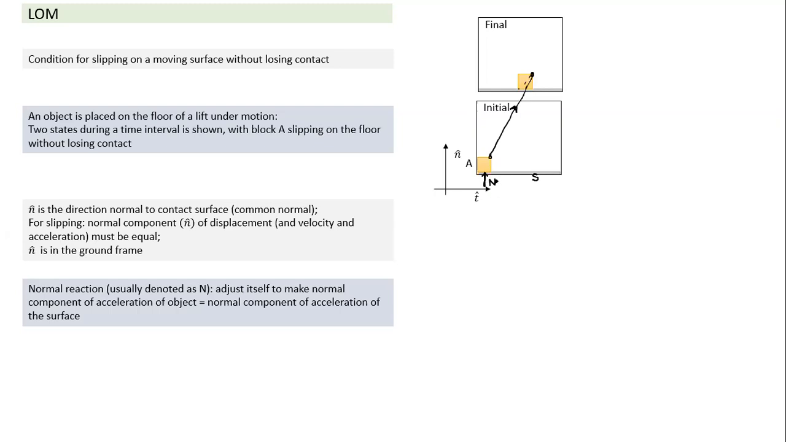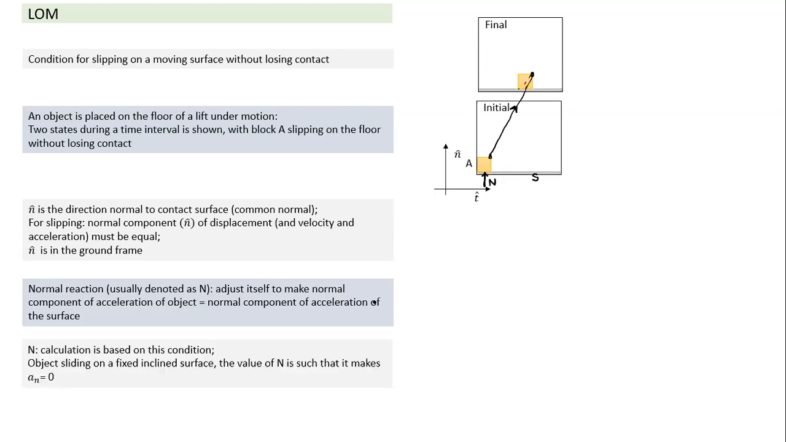Normal reaction is such that it makes the normal component of acceleration of the surface and block equal. We will see it later. That's how we find it. So the normal component is a self-adjusting force, just like the tangential component, friction. Normally, it adjusts itself to make the normal component of acceleration of the object equal to the normal component of acceleration of the surface. And this is useful in case of an inclined surface having acceleration. We'll see it later in some of the examples. So N is calculated based on this condition, and this is what we'll use.